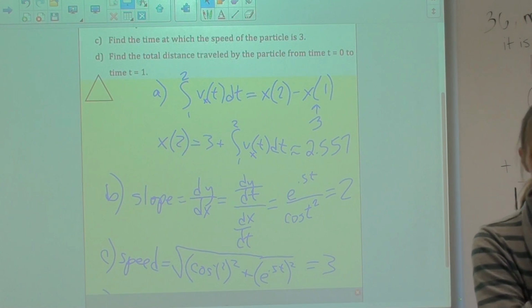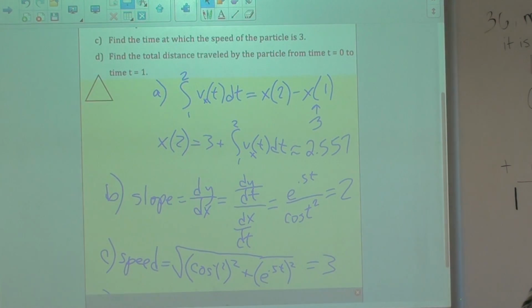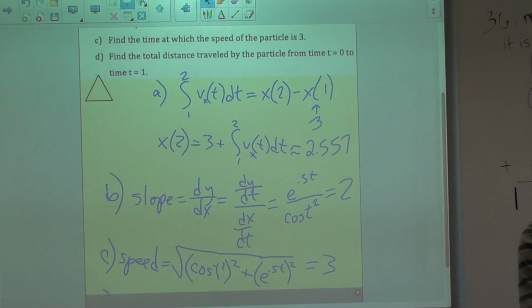Okay, once you have your answer for speed, the last thing we're going to find is total distance traveled from 0 to 1. Distance is the integral of the absolute value of velocity. When you're working with vectors, distance is the integral of the speed.